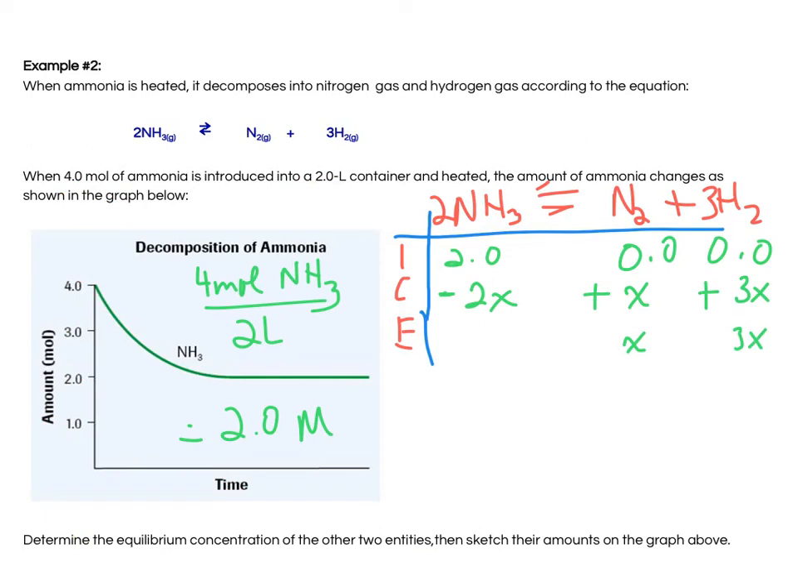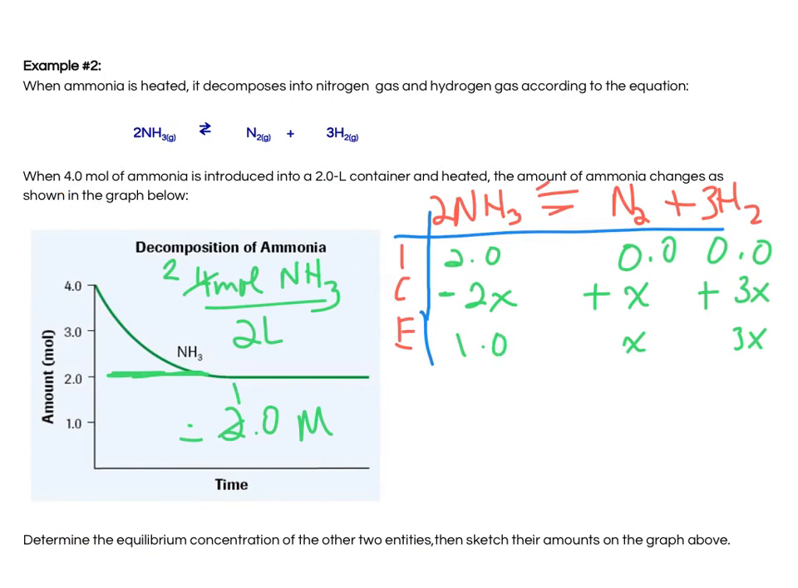But I do know from my graph, I'm going to go back here, my graph indicates to me that I have 2 moles in 2 liters as my final concentration. So again, now I have 2 moles in 2 liters, and that will give me 1 mole per liter as my final concentration.